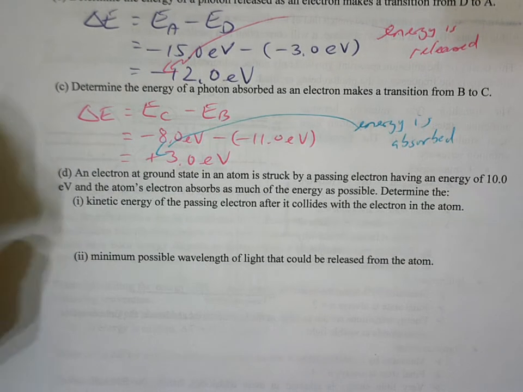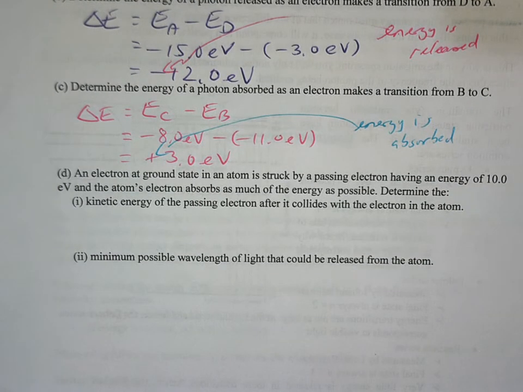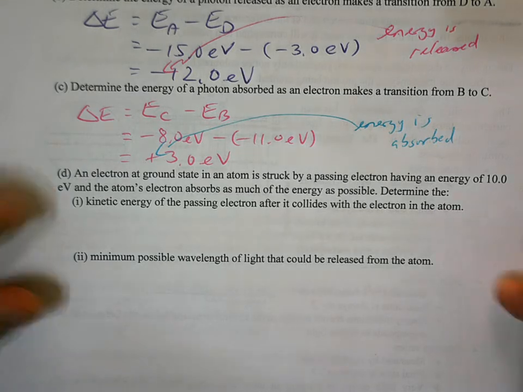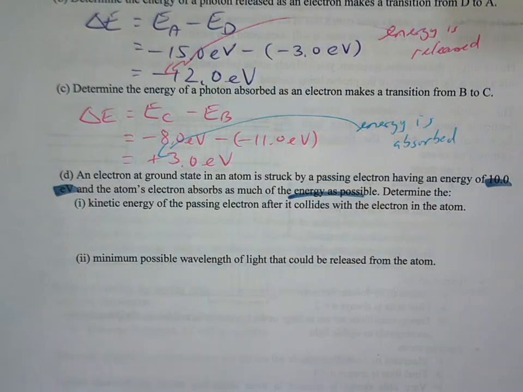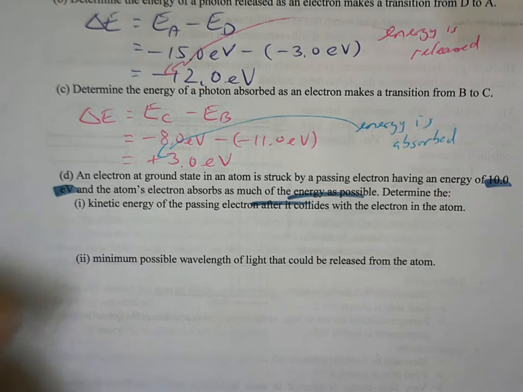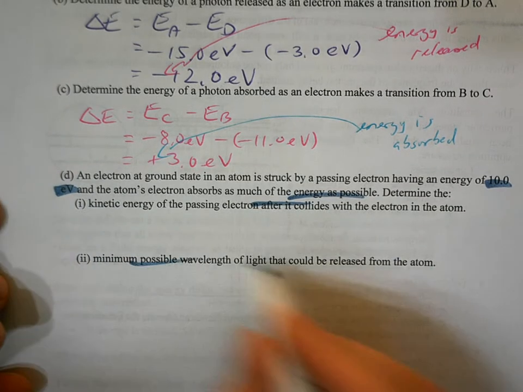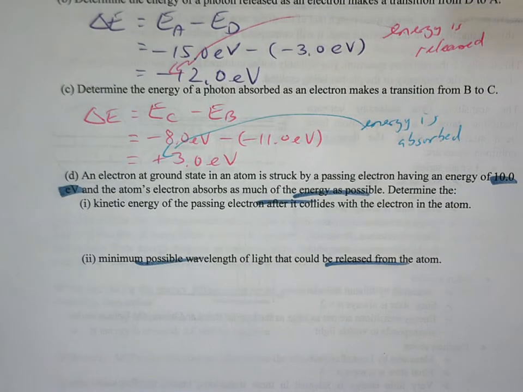So D, we have an electron in the ground state in an atom. It's struck by a passing electron, and this electron has energy of 10 eV. And the atom's electron absorbs as much energy as possible. So we'd like to find the kinetic energy of the passing electron after it collides with the atom and the minimum possible wavelength of light that could be released from this atom.